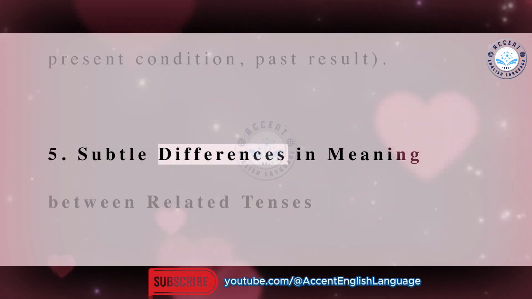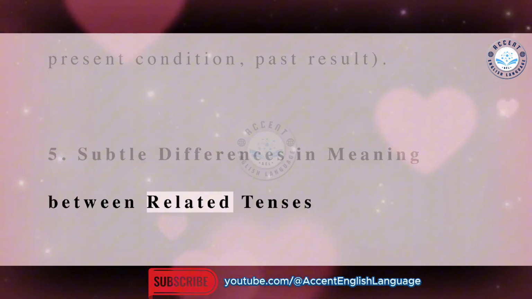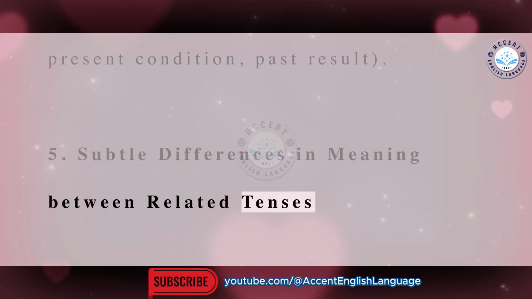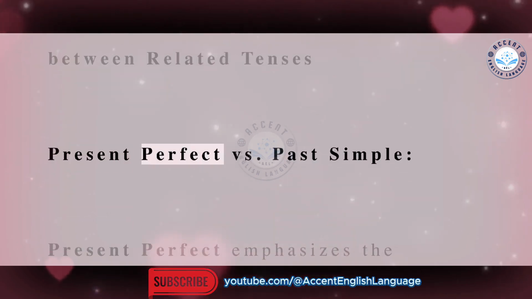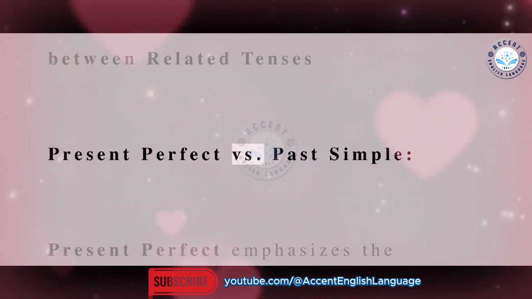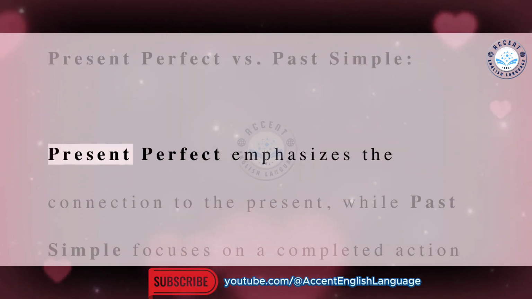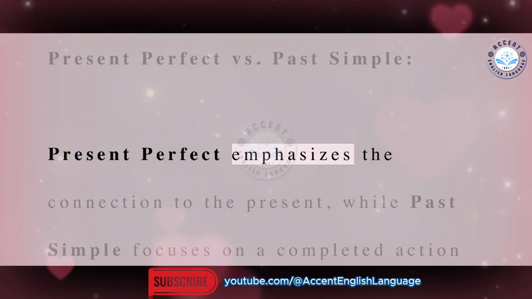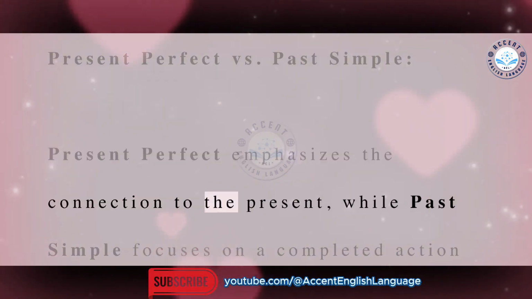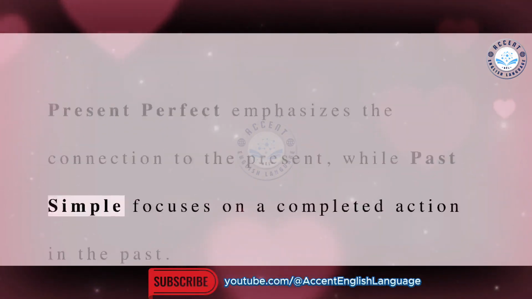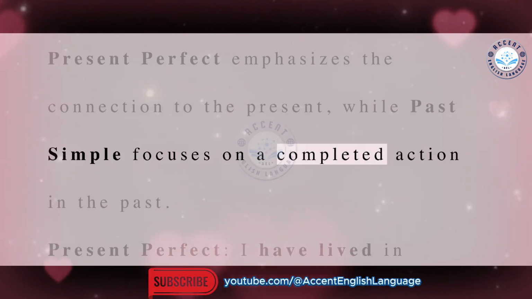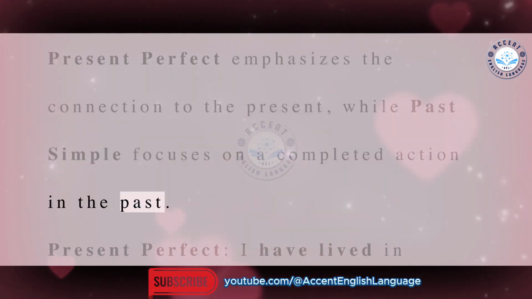5. Subtle differences in meaning between related tenses. Present perfect versus past simple. Present perfect emphasizes the connection to the present, while past simple focuses on a completed action in the past.